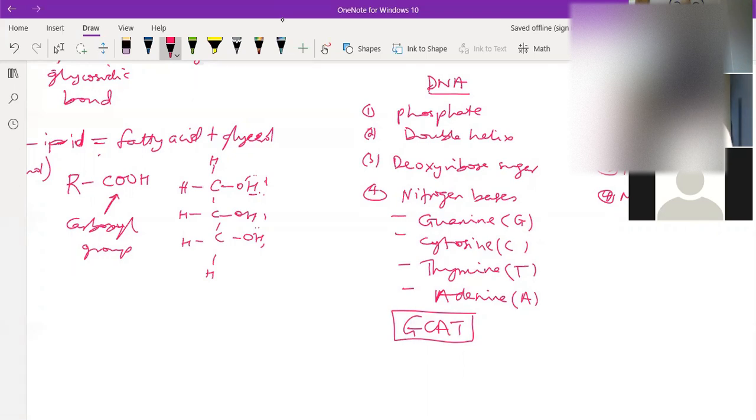Okay. And then when it comes to the RNA, RNA has the guanine, it's still there, G. We still have cytosine. And then we have adenine. Now, thymine is replaced by uracil. So we're going to have uracil here.